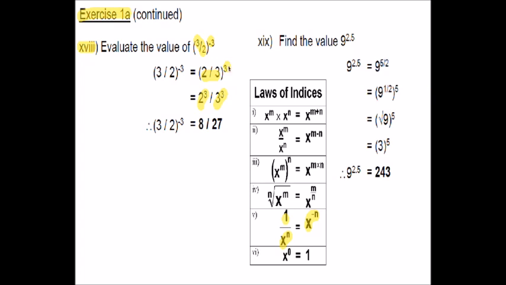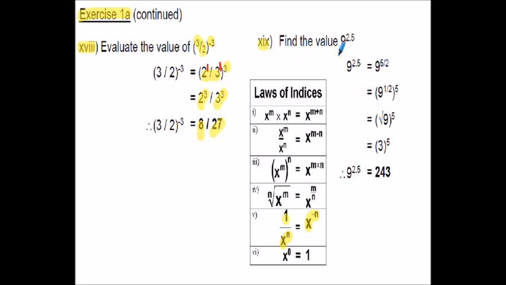Don't forget, there's actually a 1 here against the 2 and a 1 here against the 3. We never write the 1s, but they're there. So following the third law through, that would be 1 times 3. That's how we get the 3. 2 to the power of 3 is 8, and 3 to the power of 3 is 27.